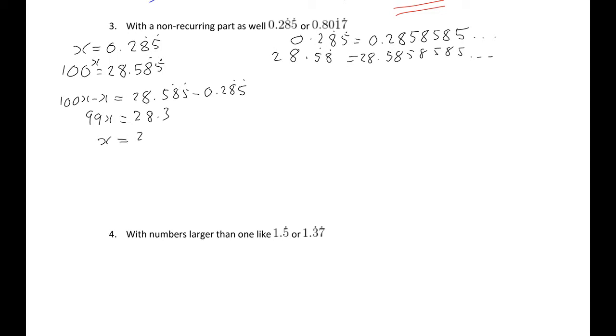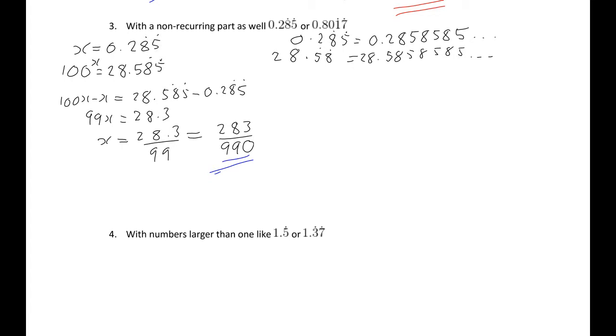X equals 28.3 over 99. We never like having a decimal in a fraction, so we're going to get rid of that. We're going to times top and bottom by 10. As long as we do it to both, it's perfectly allowable. So now we're going to have 283 over 990. And there we go. Right, that's all you've got to do.